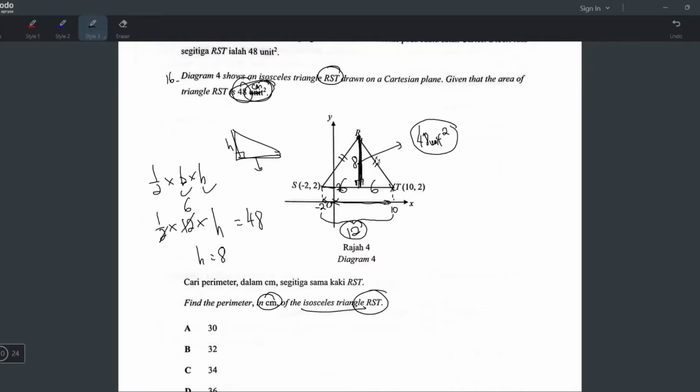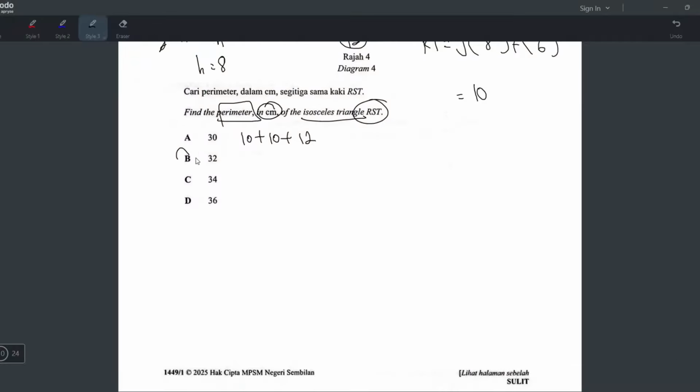Okay, sekarang buat apa? Kita cari panjang sini kan? So we use the Pythagoras theorem. So to find RT, okay, we have the remaining two sides for the right angle. So the formula for Pythagoras theorem is square root, bracket square, sini tulis 8, sini tulis 6. And you are finding the longer side, the hypotenuse. So kena tambah. So you get 10. Right? So this side is 10, and since it's an isosceles, this is also 10. So the perimeter will be 10 plus 10 plus 12. 10 plus 10 plus 12, right? So the answer is 32.